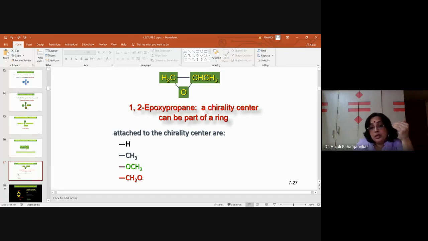If the molecule is in a ring form, समझ में आ रहा है आपको कि इसको हम कैसे आइडेंटिफाई करेंगे?